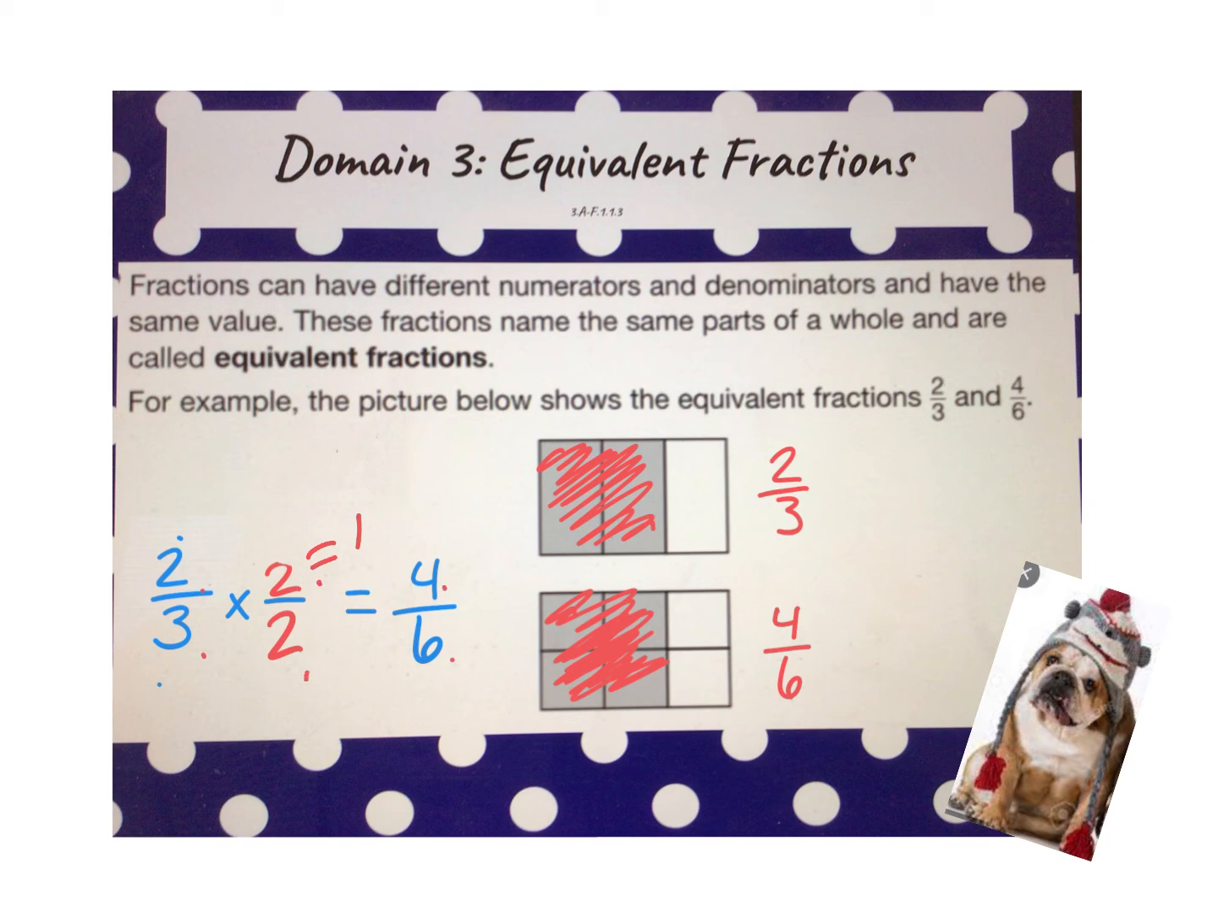So I'm proving it to you in pictures that 2/3 and 4/6 are the same. And I'm also proving it to you with numbers that 2/3 and 4/6 are the same, because remember, anything times 1 is itself. And so we multiplied 2/3 times 1, or 2/2, which equals 1, to get 4/6. Let's keep going.